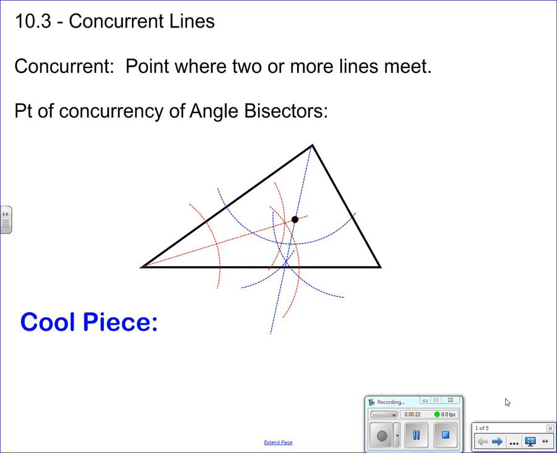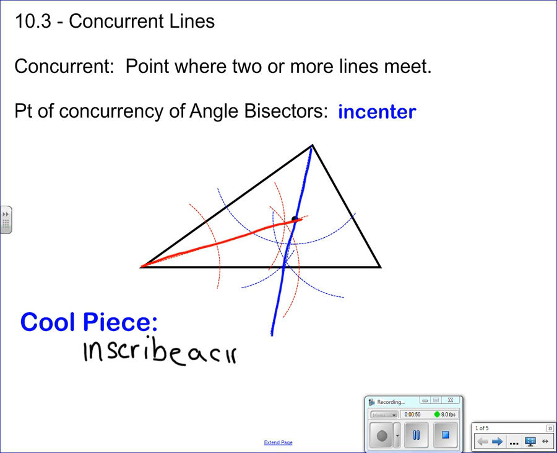So what I have drawn in here is one angle bisector and the other angle bisector. I chose not to draw on the third one. Now the special name for that point is called the incenter. The reason it is called the incenter, our cool piece here, is that we are able to inscribe a circle into the triangle by finding these angle bisectors.